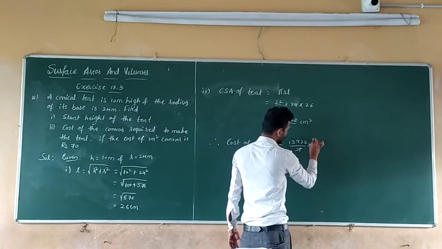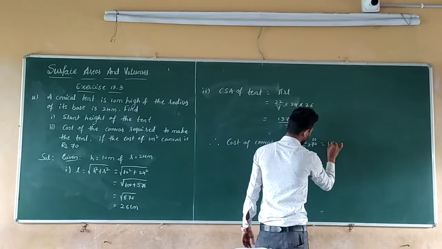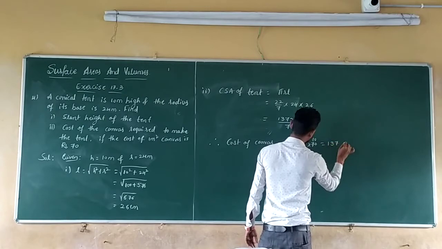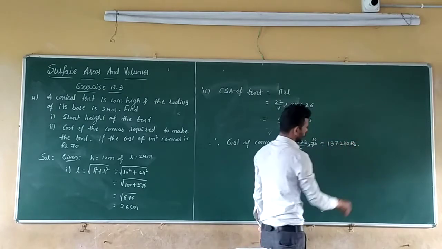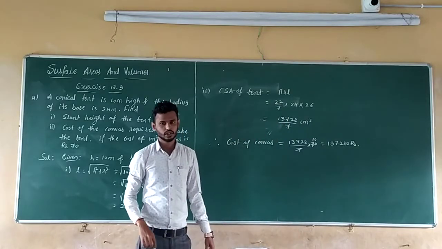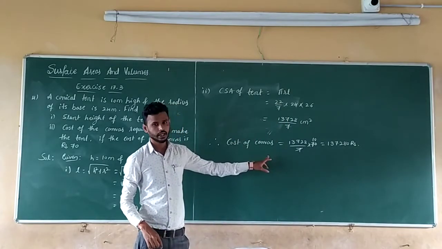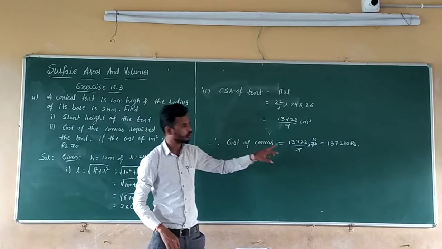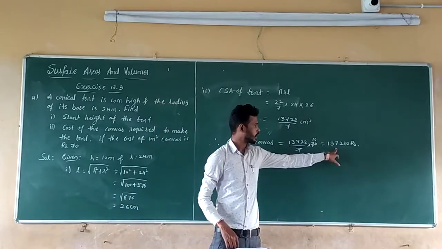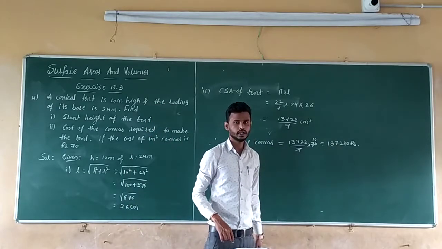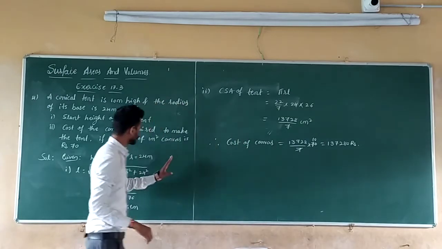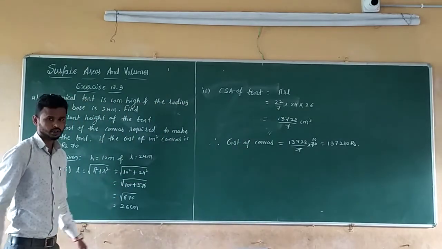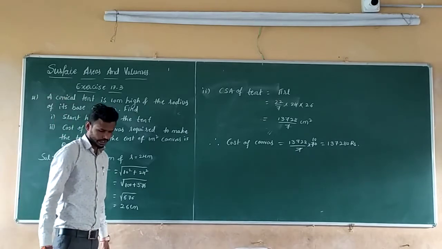7 ones are 7, 7 tens are 70. So the answer is 1,37,280 rupees. So the cost of canvas required to make the tent is 1,37,280 rupees. This is the solution of the fourth question. We'll see the next question.